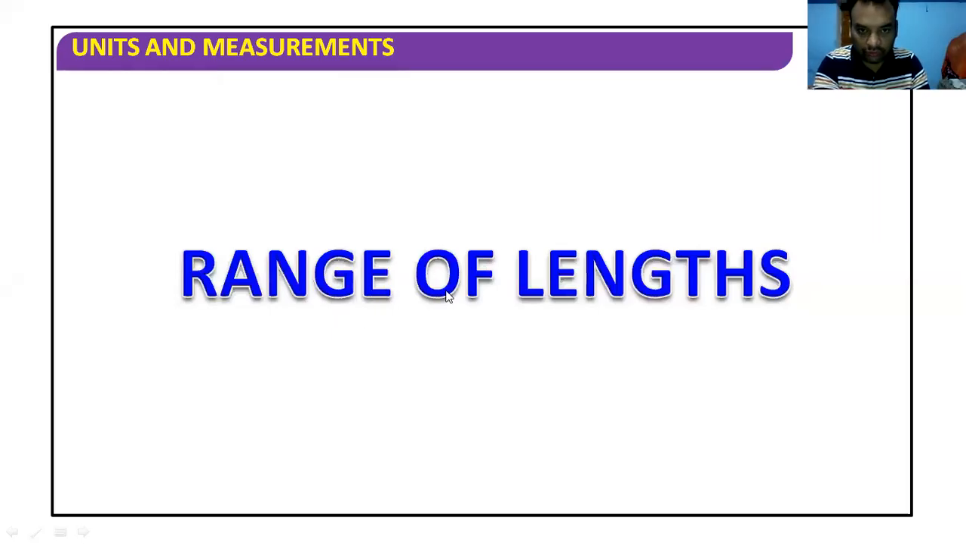Okay, so let's start our today's lecture, which is range of length. In our previous lecture, we studied that we have two types of objects in this physical world. One is called the microscopic object, the other is called the macroscopic object. At the microscopic level, we are dealing with the size of atoms, molecules, and even the particles present inside the atoms or inside the molecules, which are called subatomic particles. So our concern is to find out their size. Our concern is to find out their masses.